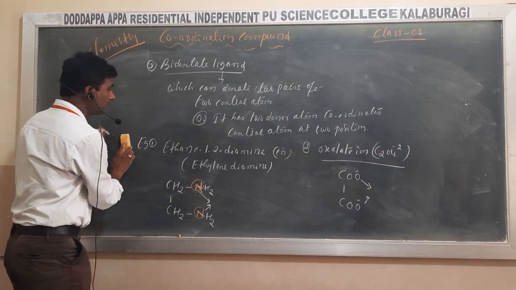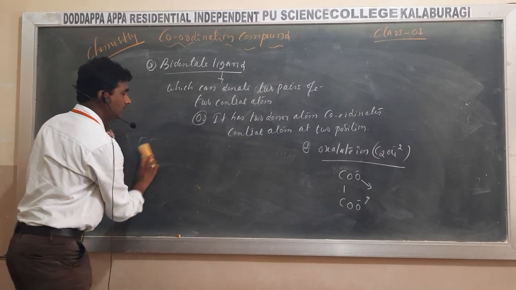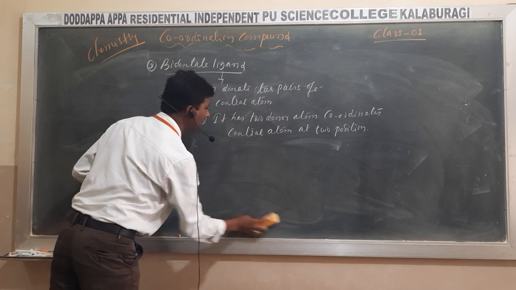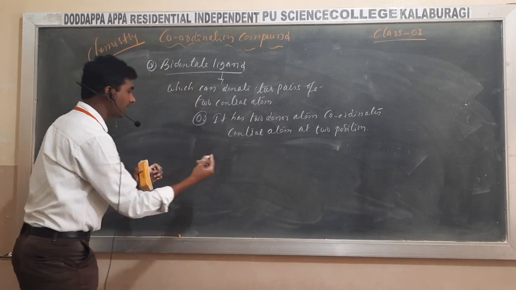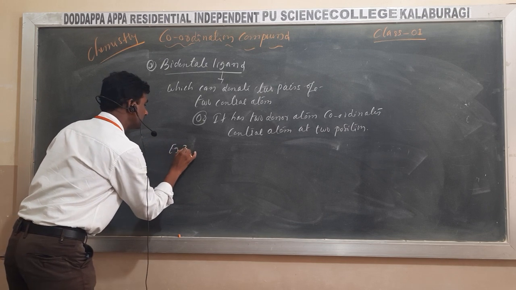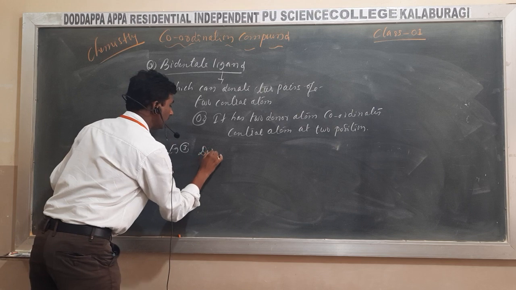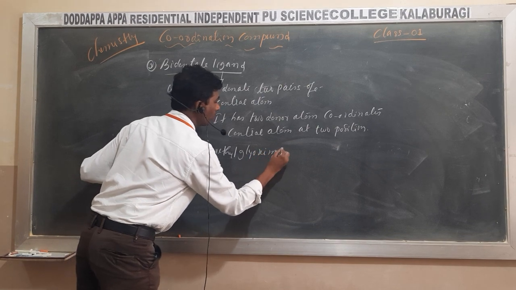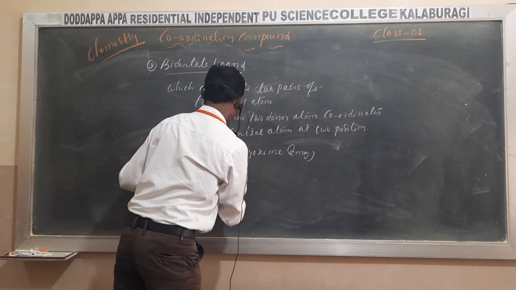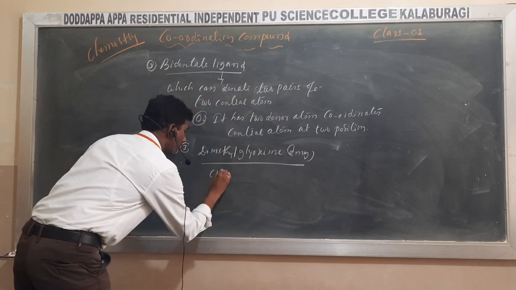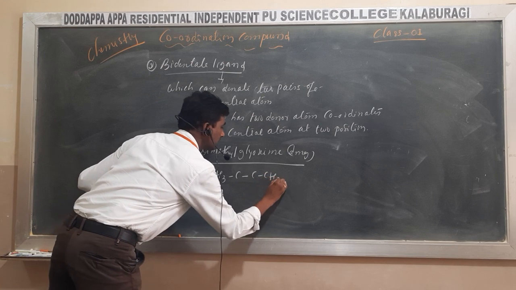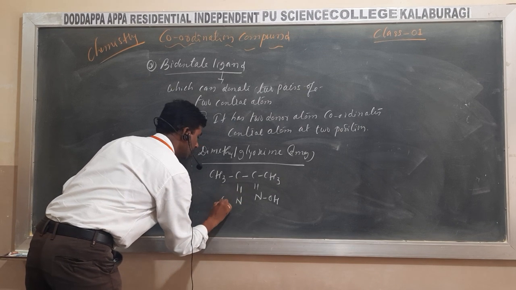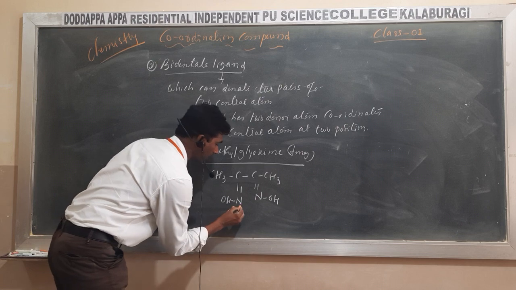Now I can go for the third and fourth example. Here I can write: first example ethylene diamine, second example oxalate, which we can write as OX. The third example is dimethyl glyoxime. Shortly it is called DMG. What is its formula? CH3C, and then a double bond NOH. So how many donors are here? Two donors. Nitrogen is one donor.